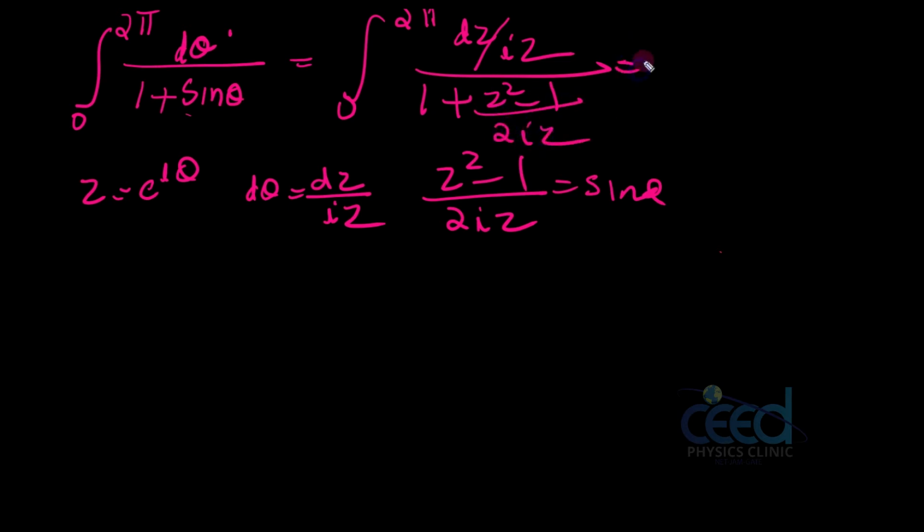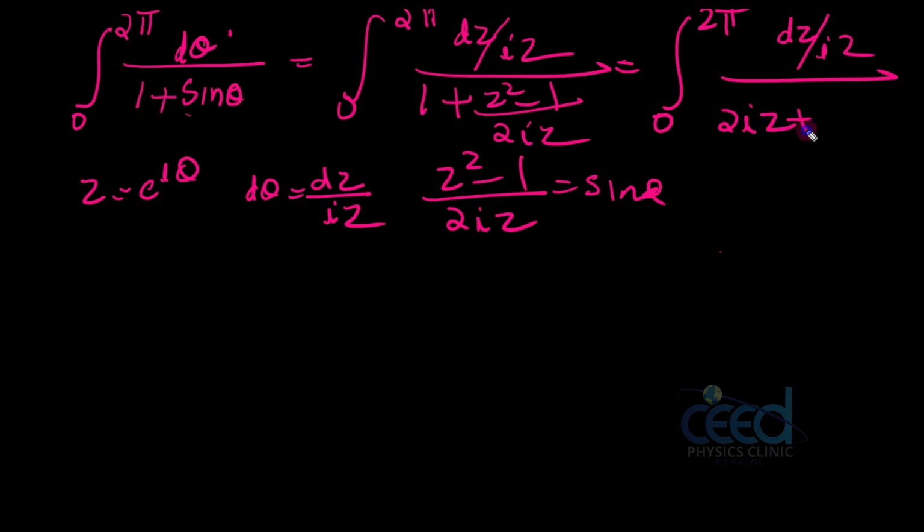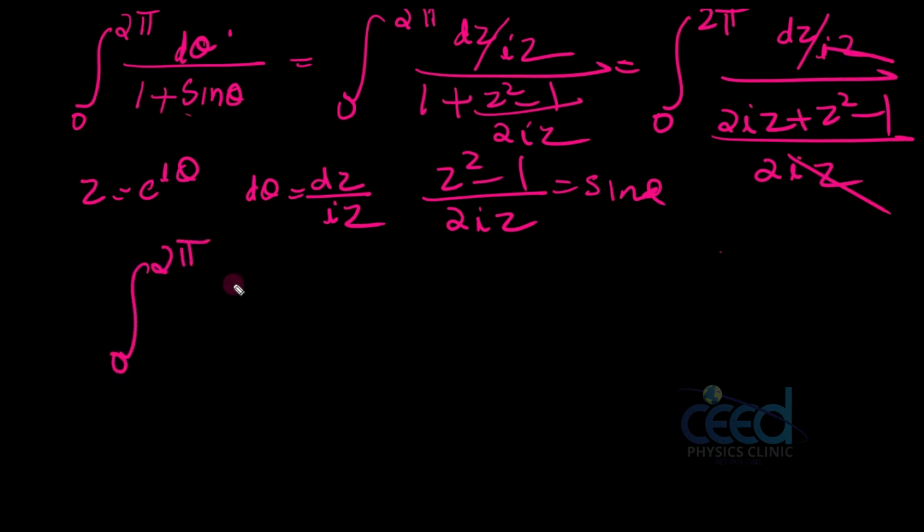On simplification, I can write this as integral 0 to 2 pi dz by iz. On cross multiplication, we may write this as 2iz plus z square minus 1 divided by 2iz, and this iz I can cancel out. So integral 0 to 2 pi, this 2 I can take to the numerator, right? 2 dz divided by this z square plus 2iz minus 1, that I can simply write as z plus i the whole square, right?